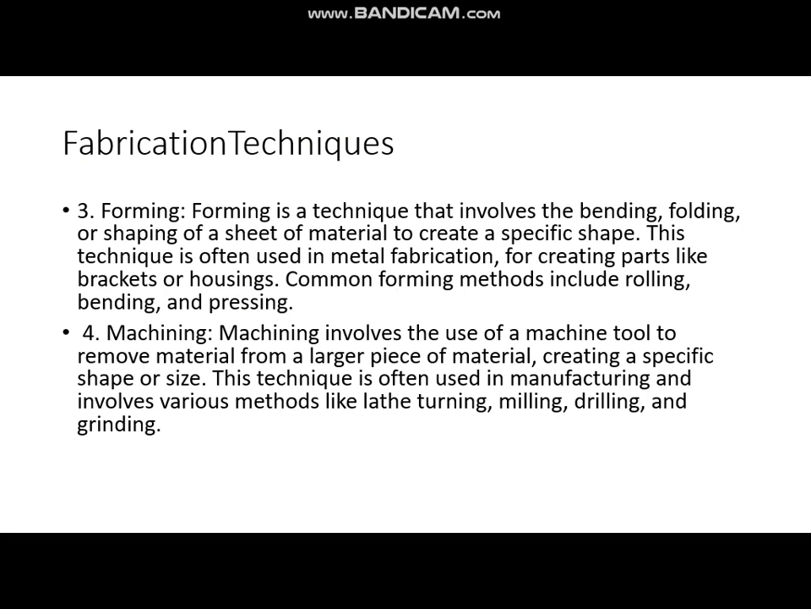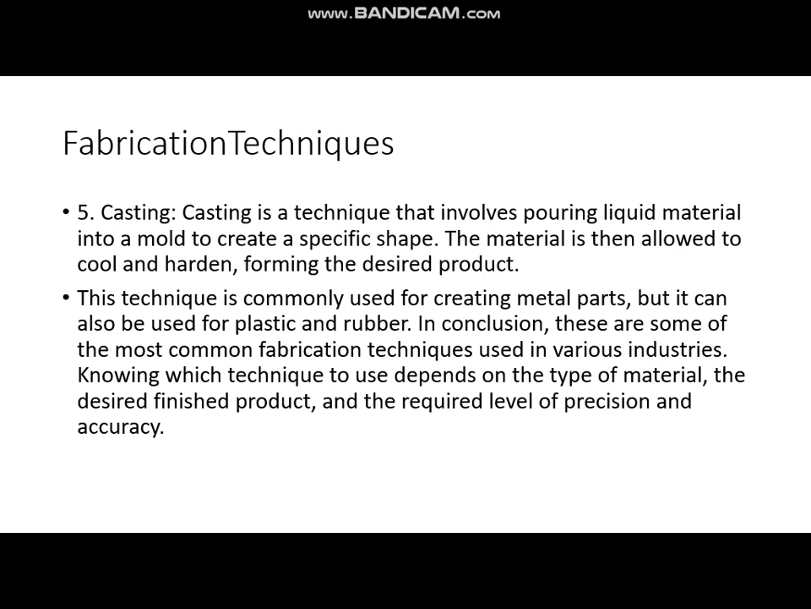specific shape. Machining. Machining involves the use of machine tools to remove material from a larger piece of material, creating a specific shape or size. Casting. Casting is a technique that involves pouring liquid material into a mold to create a specific shape. This technique is commonly used for creating metal parts, but it can also be used for plastic or rubber.